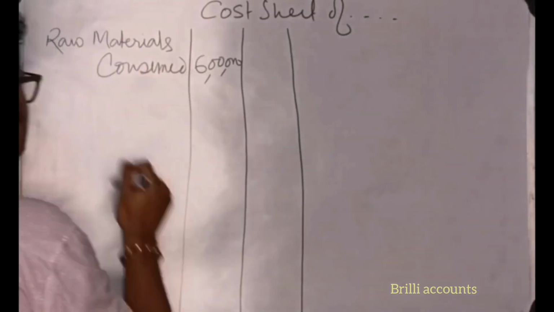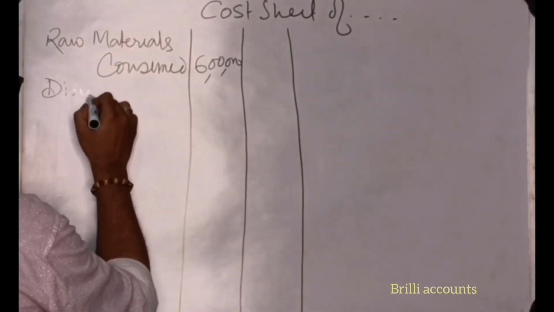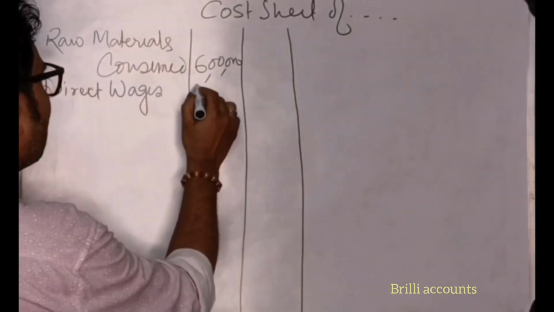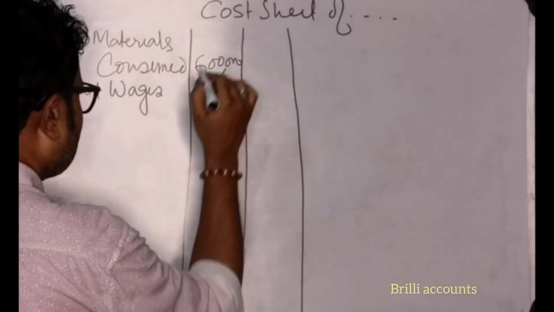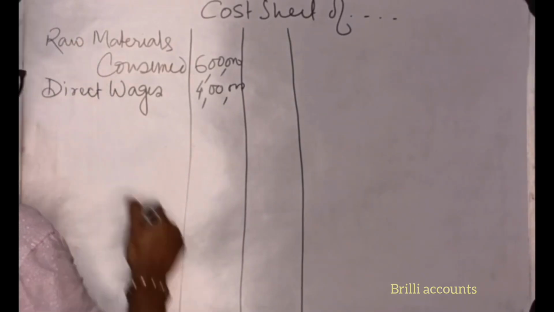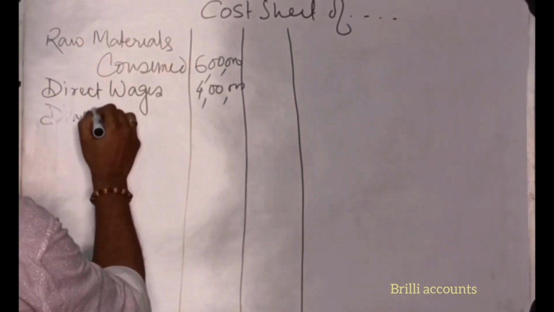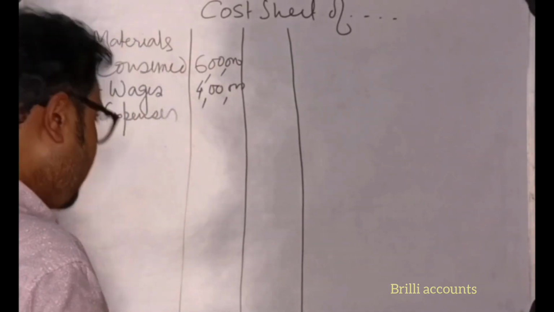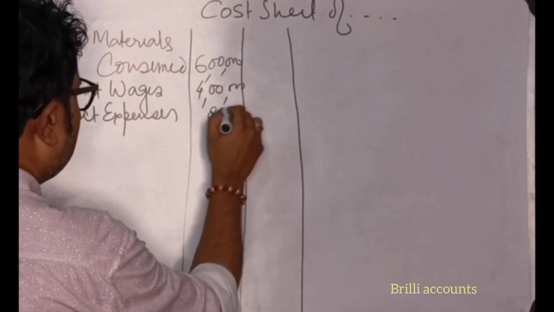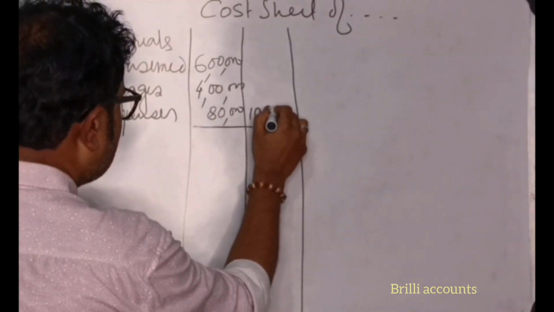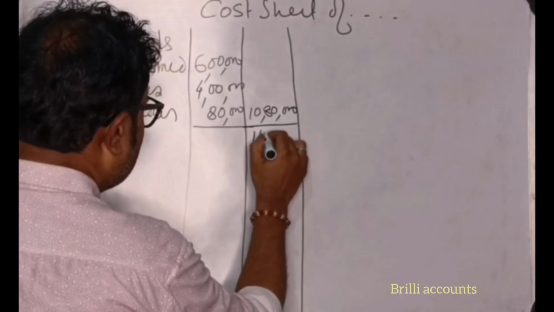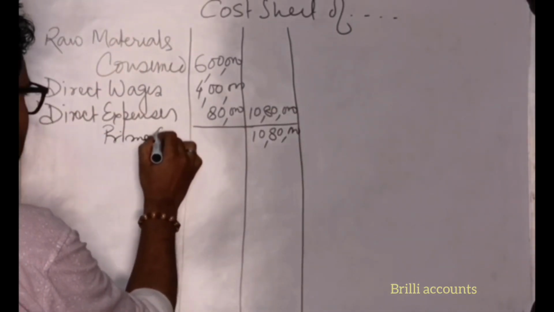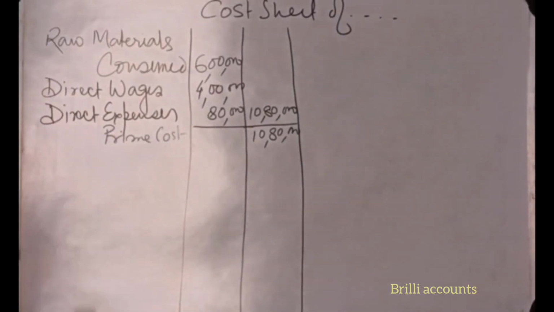There it is mentioned direct wages. What is the value of direct wages given? It is given 4 lakh direct wages. Then it is given direct expenses. And what is the value given of direct expenses, student? That is 80,000. So if I add, I will get 10 lakh 80,000, which I am writing again at the bottom line. This is called prime cost. So we calculate prime cost.